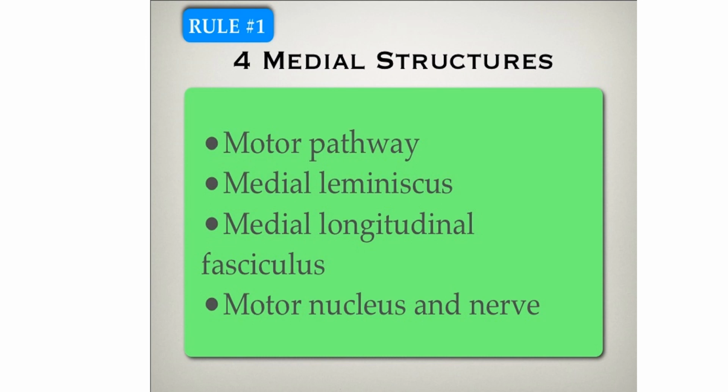Okay, so our 4 medial structures. Our motor pathway, what's our motor pathway that we think of off the bat? Yeah, corticospinal tract, very good. Medial lemniscus, so DCML, medial lemniscus is going to be in this area. Medial longitudinal fasciculus, or the MLF, and our motor nucleus and nerve.